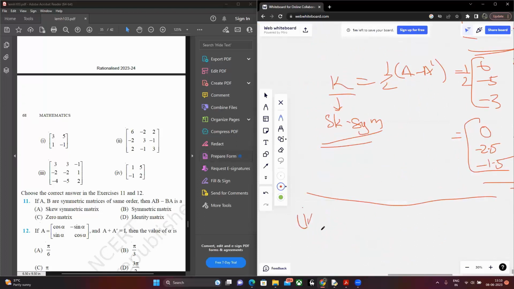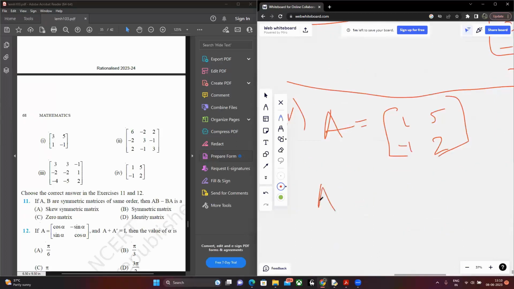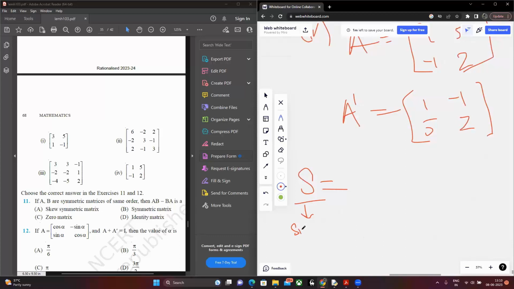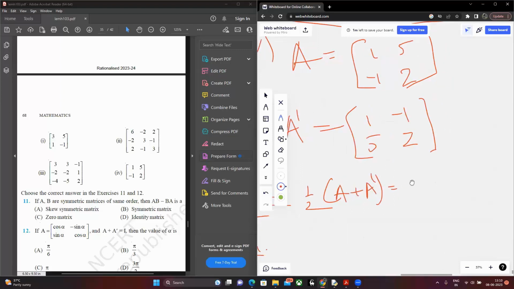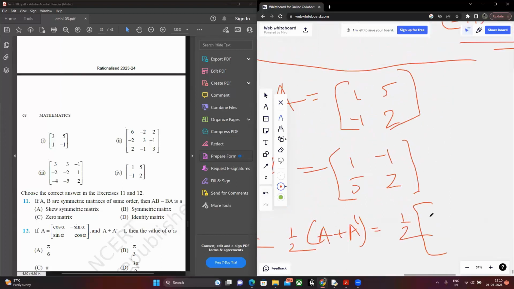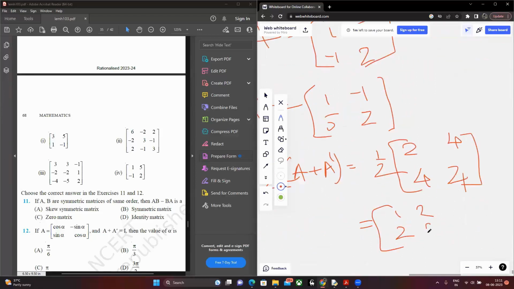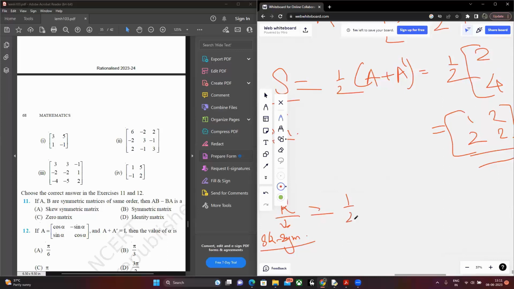Finally, fourth subpart. Thankfully, it's a 2 cross 2 matrix. A is going to be equal to 1, 5, 1, 5, minus 1, right? That means that A transpose is going to be 1, 5, minus 1. Therefore, your symmetric matrix S is going to be half of A plus A dash. This is basically half of A plus A dash, which is 2, 4, 4, and 4, which is basically 1, 2, 2.